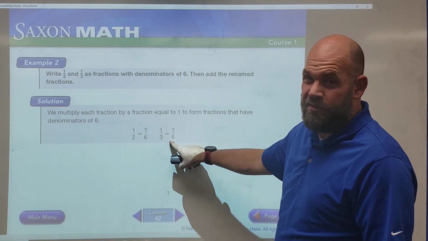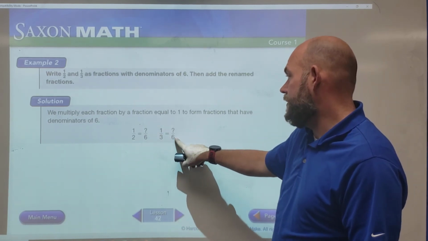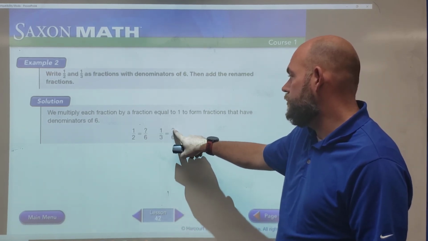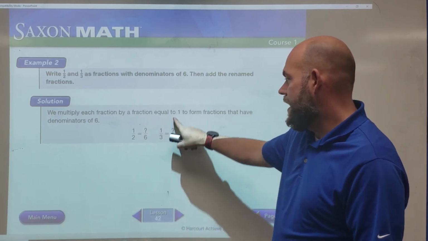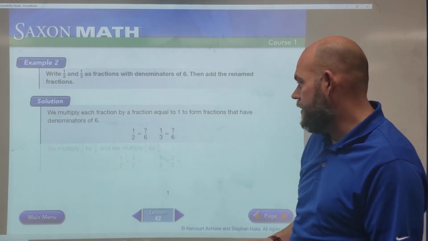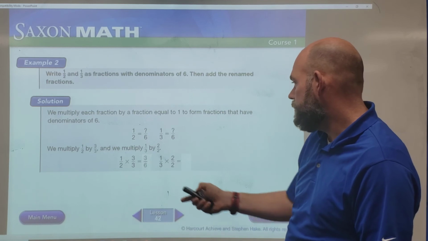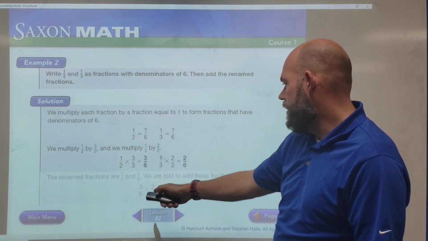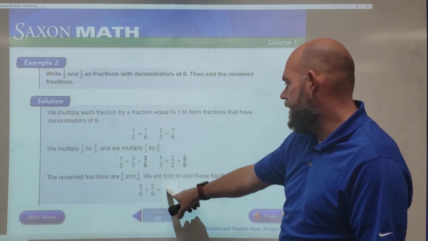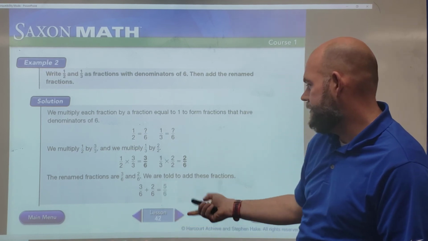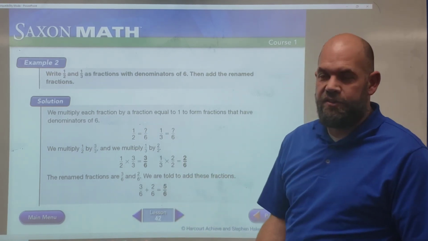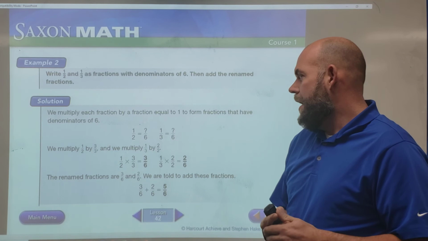3 times what equals 6? 2. 3 times 2 equals 6. So then 1 times 2 equals 2. So now we have 3/6 and 2/6. If we add those together, 3/6 and 2/6, then we get 5/6. There we go. So we can just add those together to get 5/6.